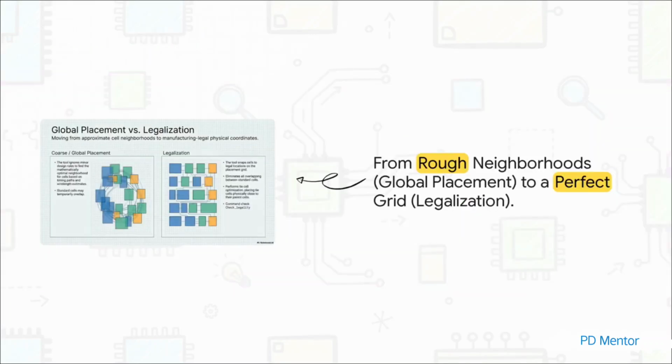Now, check this out, because this is where the magic really starts to happen. On the left, in global placement, the tool has figured out the best general neighborhoods for all the cells. It's okay if they overlap a little bit. But then on the right, it performs legalization and bam! Every single cell is snapped perfectly onto the manufacturing grid, creating this beautiful, non-overlapping final layout.